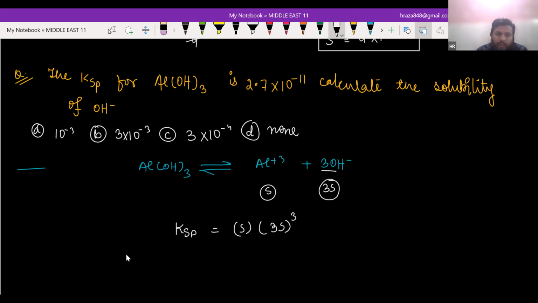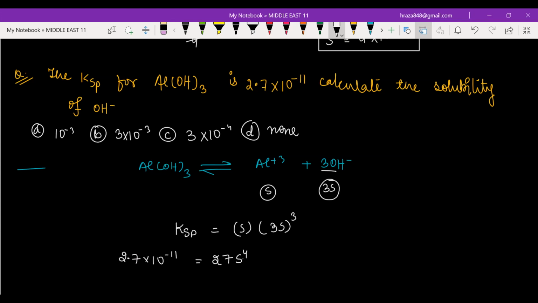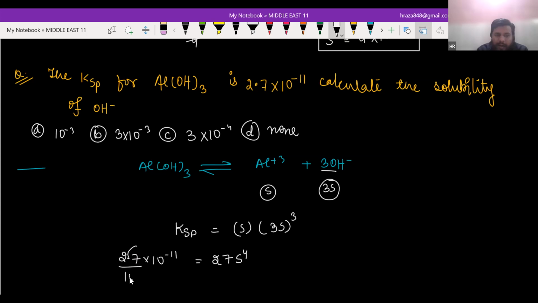And KSP has a value 2.7 into 10 raised to the power minus 11. That will be equal to 27 S raised to the power 4. Right, Krishna? Ifra? Yes, sir. Now see, if I'm removing this decimal, it will be 10 here, and after taking this 10 raised to the power 1 in numerator, can I write it as 27 into 10 raised to the power minus 12 is equal to 27 S raised to the power 4? Can I write it or not?